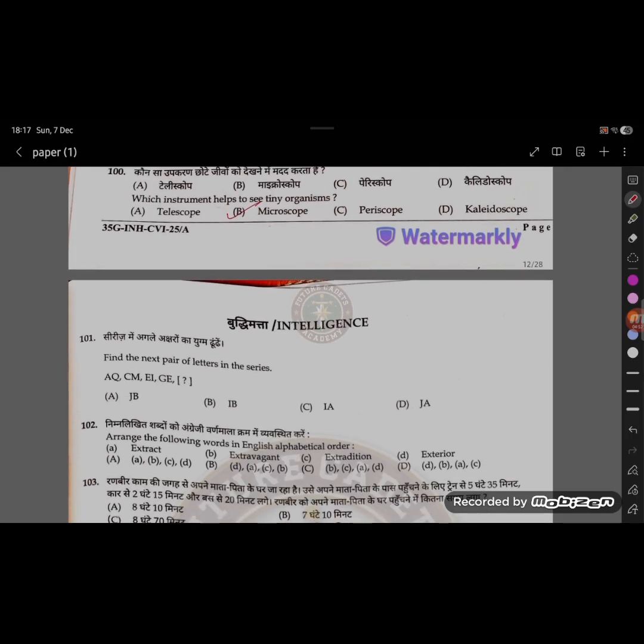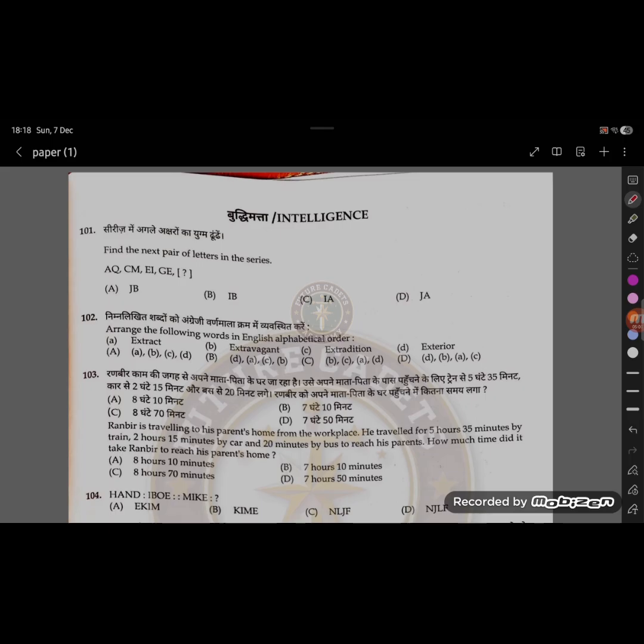Now from question number 101 till 200, it's your section of intelligence and mathematics, which requires a lot of understanding. It's not a static section. So for that, to get the answers, you can refer to the detailed solution PDF, which you will get in the Telegram group. The link for which is in the description.